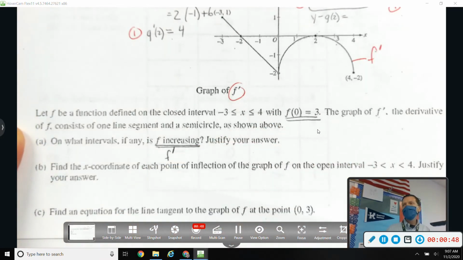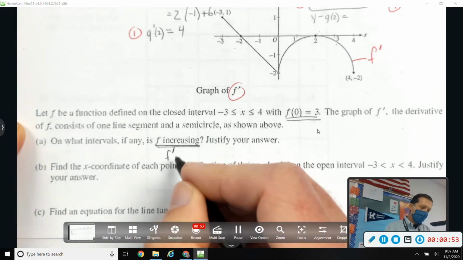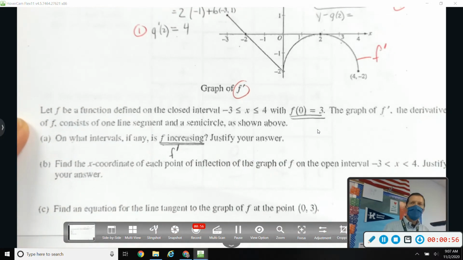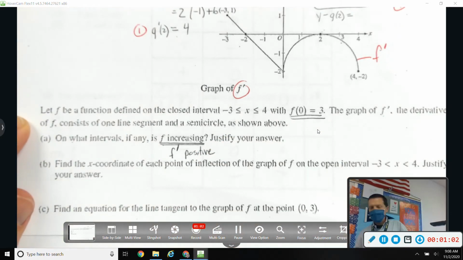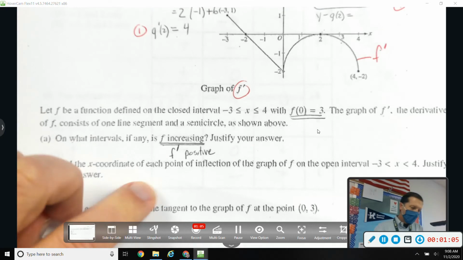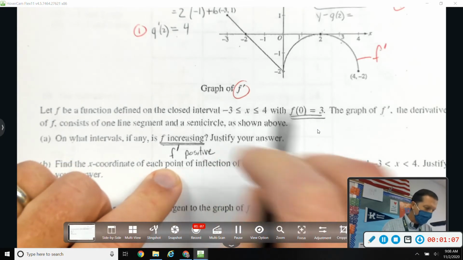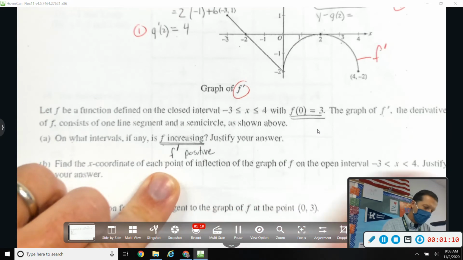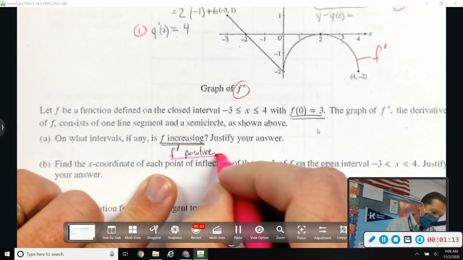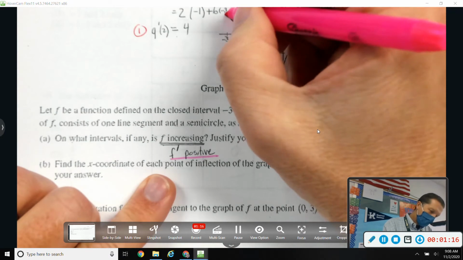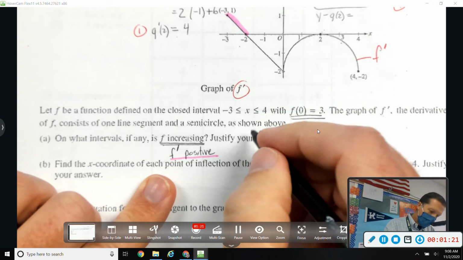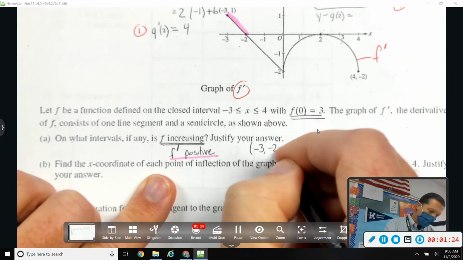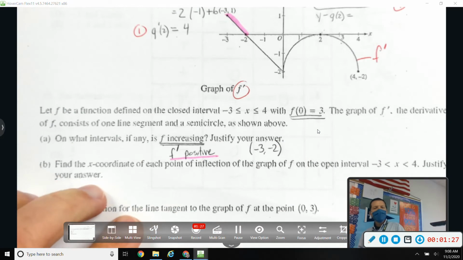And so what am I looking for in terms of f prime? If f is increasing, what does that mean about f prime? It's positive. That's why we did those warm-ups and that things-you-know worksheet that said that same thing 400 ways. So now I'm looking for where f prime is positive. I've shifted this question to an f prime question, and I've got an f prime graph. So f prime is positive only between -3 and -2. So that means f is increasing between -3 and -2.